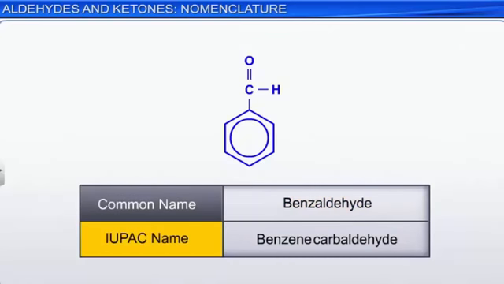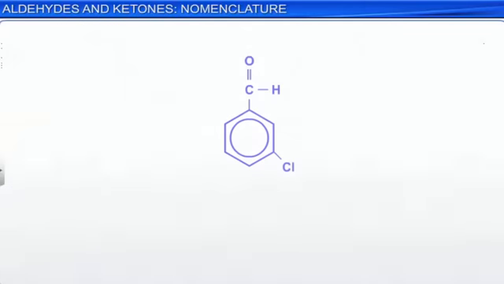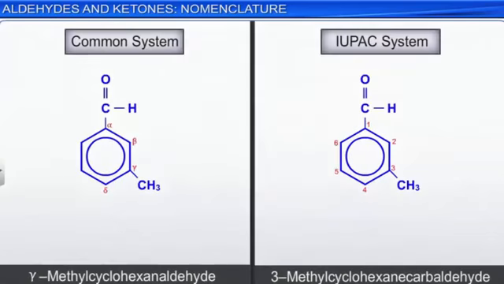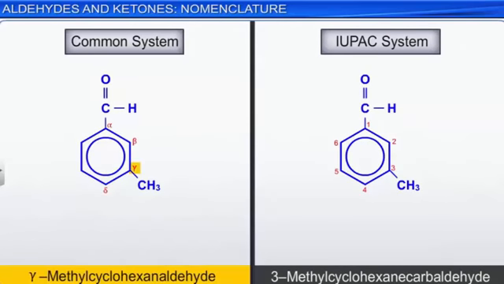To indicate the substituent on the ring, the numbering of the ring starts from the carbon atom to which the aldehyde group is attached. For example, the IUPAC name for gamma-methyl cyclohexanaldehyde is 3-methylcyclohexanecarbaldehyde.